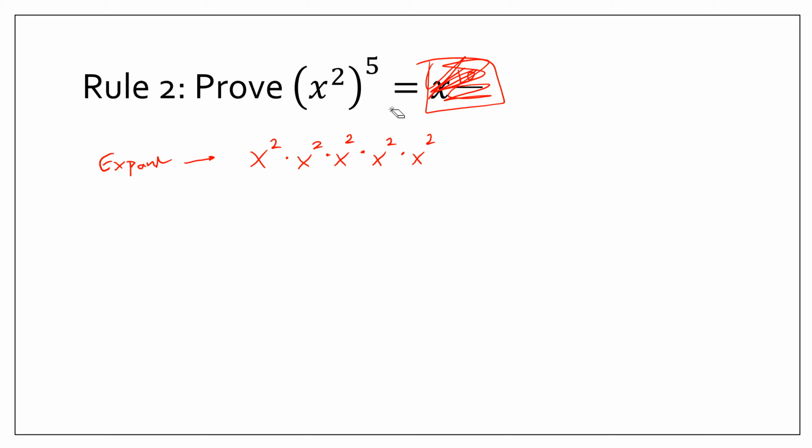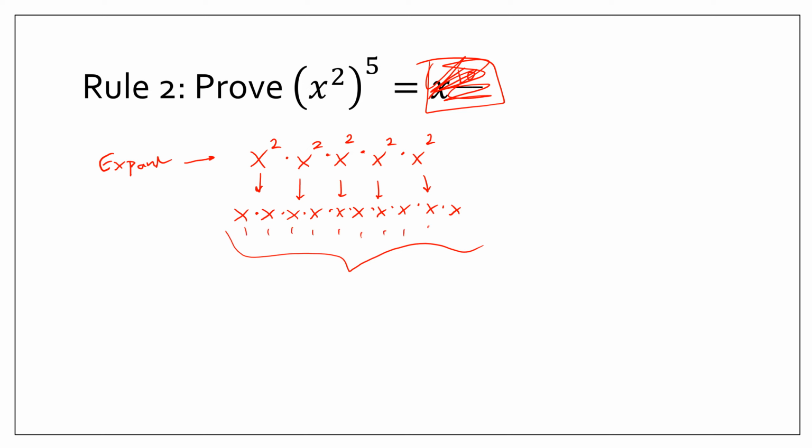But also, isn't it true that each of these x squareds is x times x? So I have an x times x here, I have an x times x here, and here, and here, and here, and all of these x's are being multiplied together. How many total do I have? Well, 1, 2, 3, 4, 5, 6, 7, 8, 9, 10. So this is x to the 10th, which is my answer.